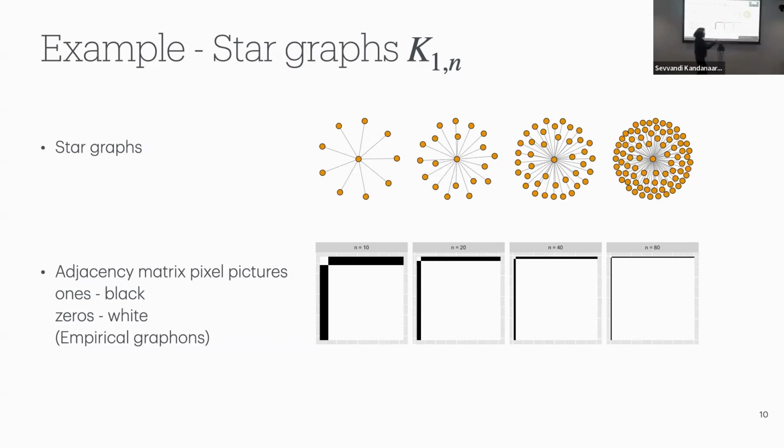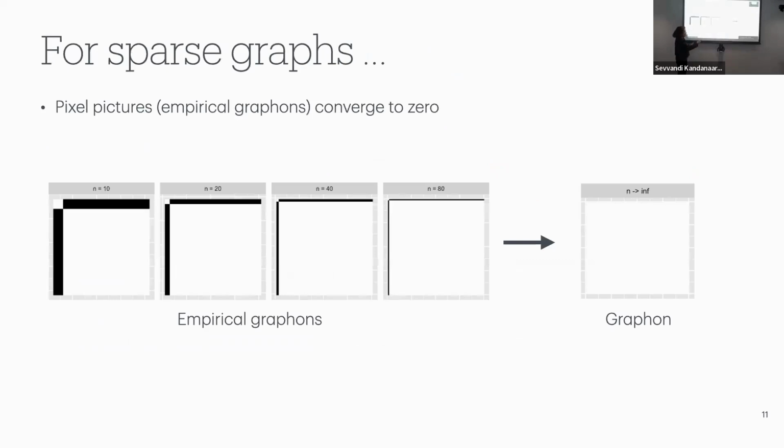And when n goes to infinity, you're going to get just the empty graph. That's the limit. Say you want to sample 100 nodes from that, you have 100 nodes, nothing is connected to anything. So you're not going to get the star back. That's the problem of sparse graphs.